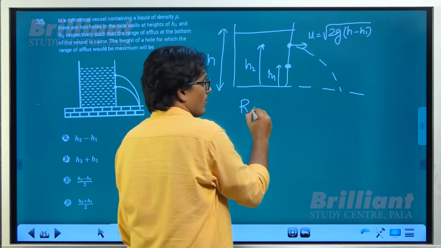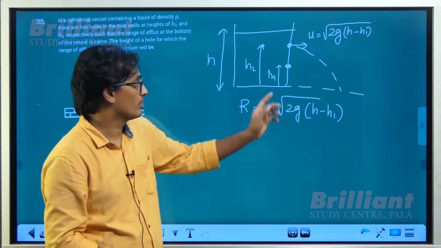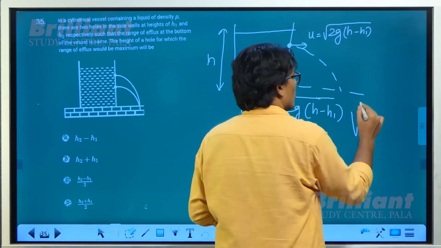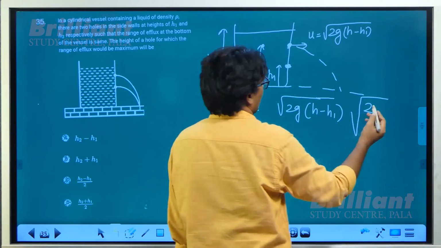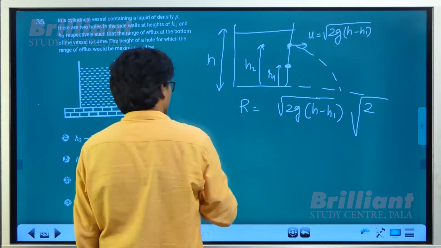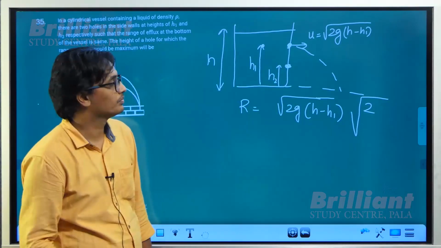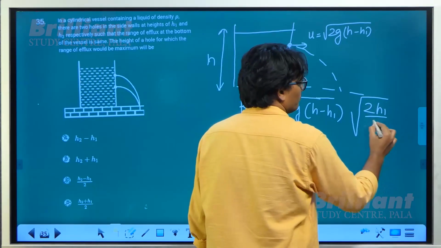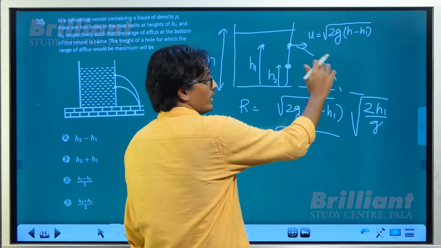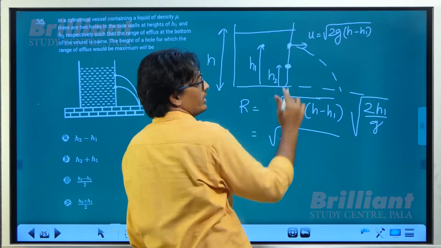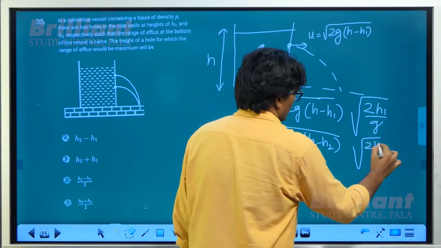Now the range will be ux into time. Time is root of 2 h1 by g. Okay, it is falling down like this. So the height is h. Sorry, let us call this h2. This is h1. Similarly, for the second hole, ux will be root of 2g times the height above it, h minus h2, into time, root of 2 h2 by g.